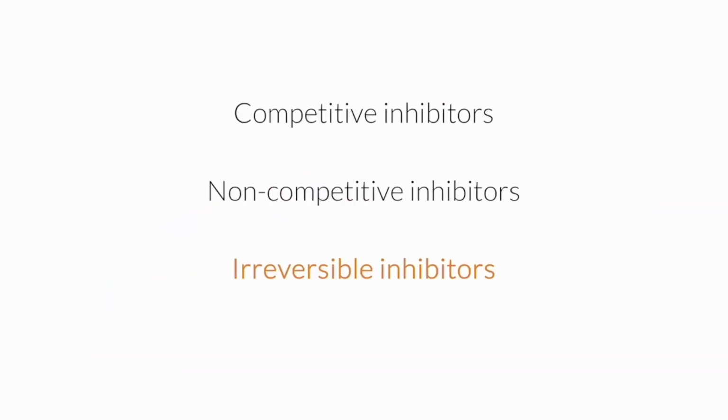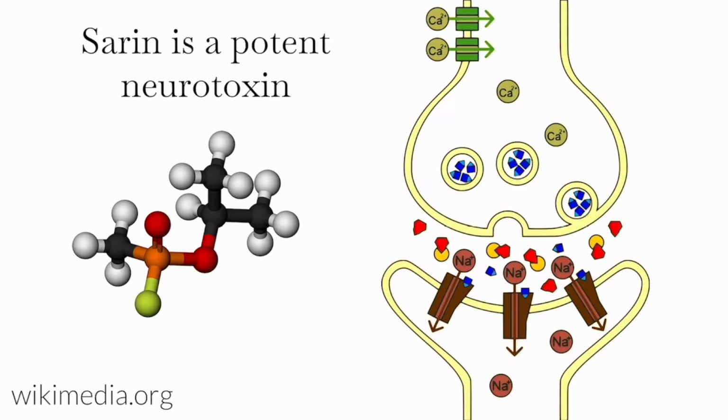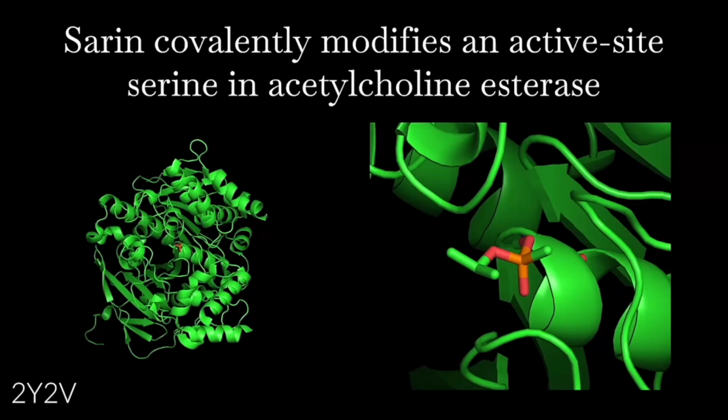Okay, one more inhibitor and then we'll summarize. The last inhibitor we're going to talk about is an irreversible inhibitor. A good example of this is sarin, which is a potent neurotoxin. And what sarin does is it covalently modifies the active site in acetylcholinesterase. So in neurotransmission, we have to dump out tons of acetylcholine. This basically ruins that pathway.